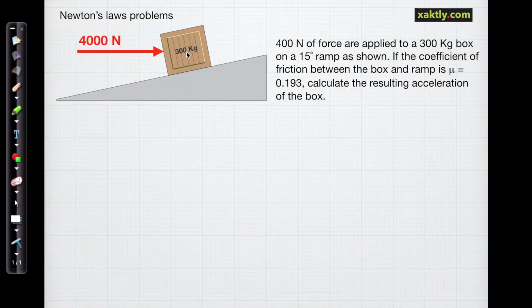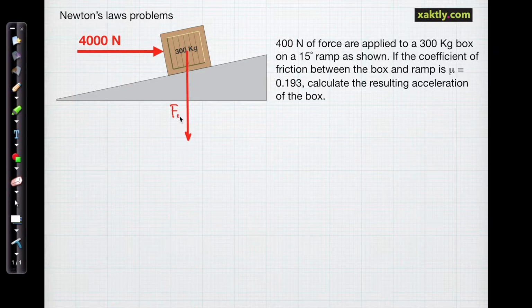Okay, let's do another Newton's law problem. In this one, we have a 300 kilogram crate resting on a 15 degree ramp, and we know the coefficient of friction between the crate and the ramp. We're going to apply a 4,000 Newton force horizontal to the ground. My problem says 400 Newtons, but the diagram says 4,000, so let's go with 4,000.